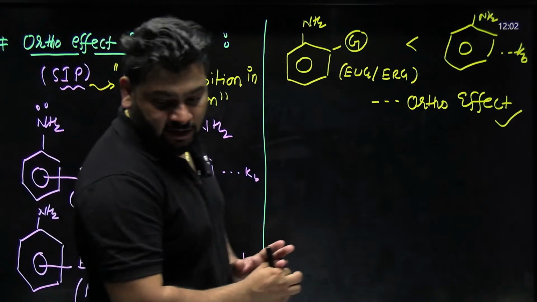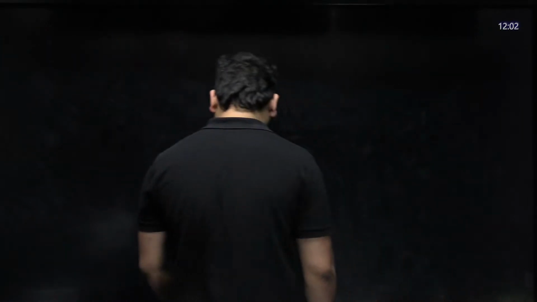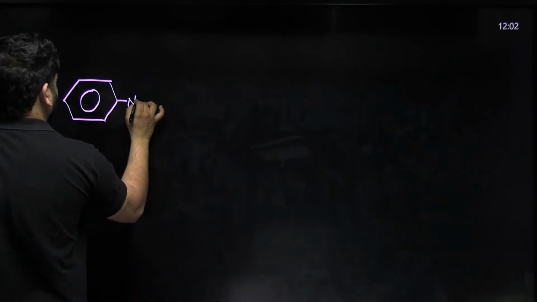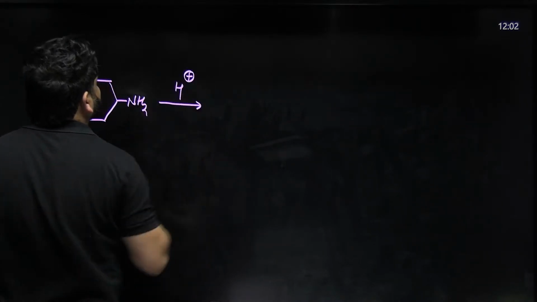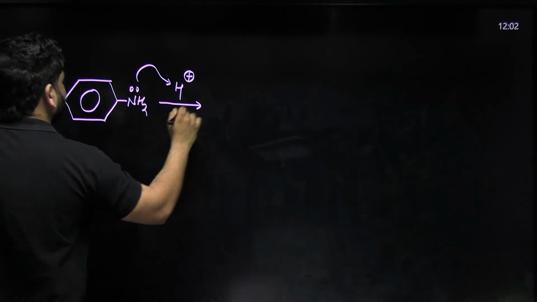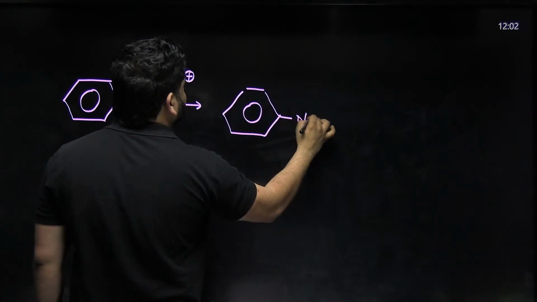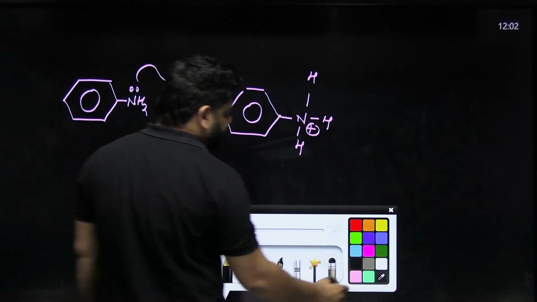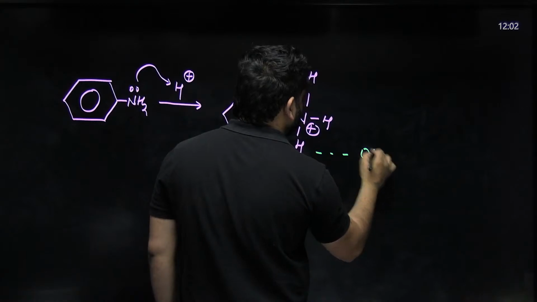So how this steric inhibition in protonation occurs, I'll explain it to you. What usually happens whenever we have aniline is that aniline attacks any acid and its H positive, and it forms the anilinium ion. Which you can see is easily hydrated by water molecules.